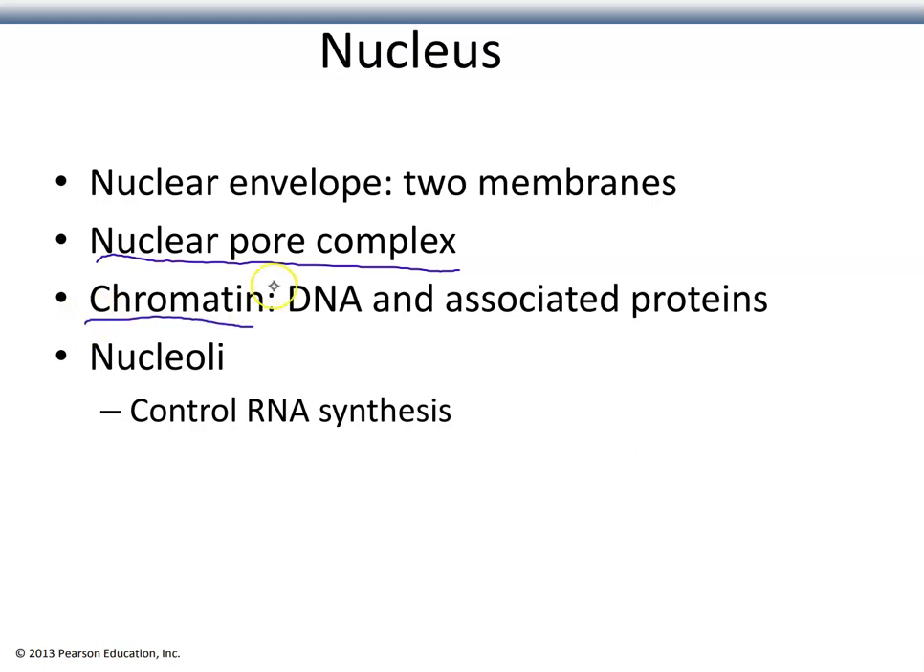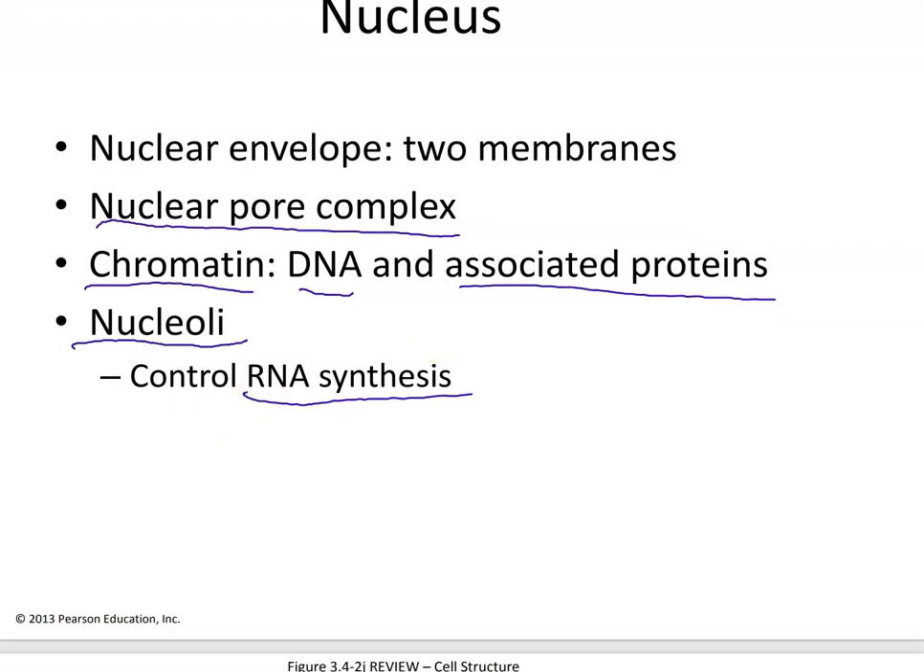Chromatin is the term we use for DNA plus associated proteins. There are a lot of histone proteins in the nucleus that help organize the DNA. Together, the proteins plus the DNA make chromatin. And then we have nucleoli. These are referred to as a little nucleus within the nucleus, and they are the site of RNA synthesis. This is mostly where we make the ribosomes.